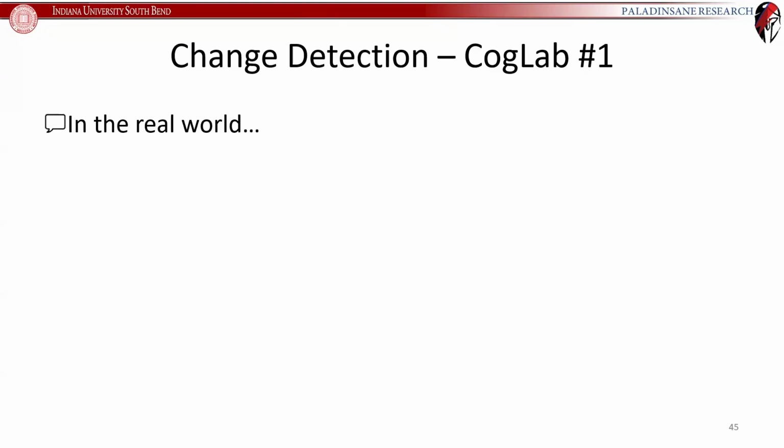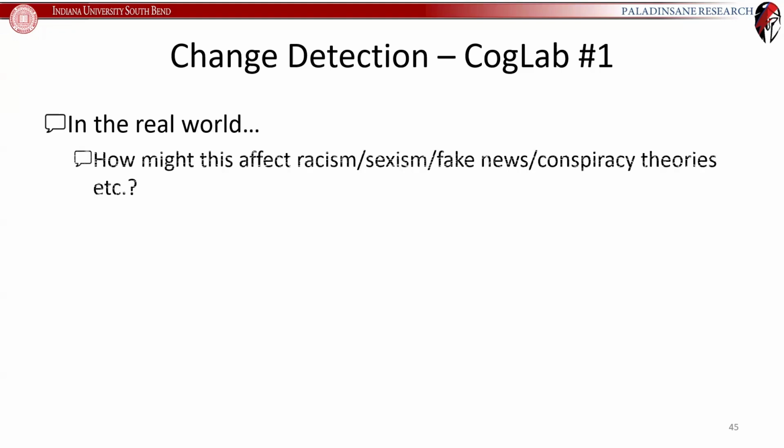This is one of the things that, in the real world, if we want to take change detection out of the parlor trick of showing you two pictures where you can't notice the change, we can see how this can affect things like racism, sexism, conspiracy theories, and fake news. There are connections between change detection and a lot of these ills that are plaguing our modern society. So any idea?